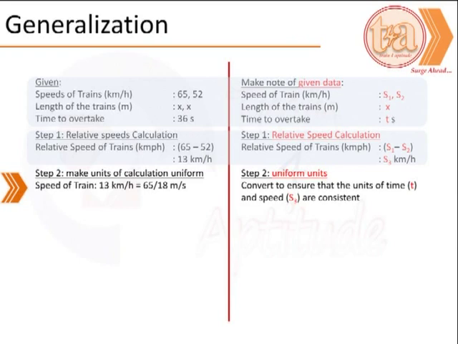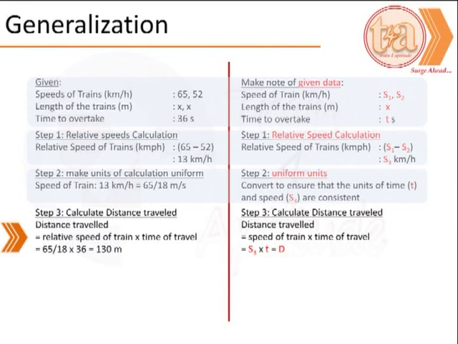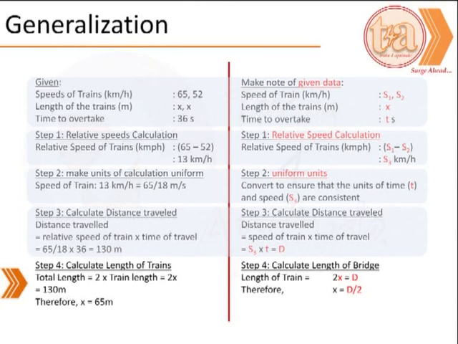The next step is to ensure that the units are all uniform. We then calculate the total distance that has been traveled by the train, the relative speed of the train into time taken to overtake, that is represented by D. We also know that the two trains are of equal length and therefore the total distance traveled is nothing but 2 times the length of individual trains. Therefore, the length of each train is nothing but D by 2.